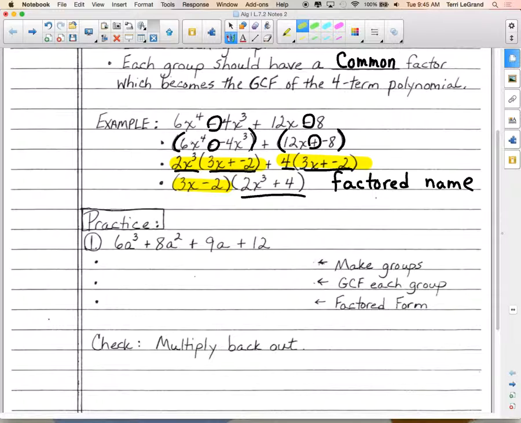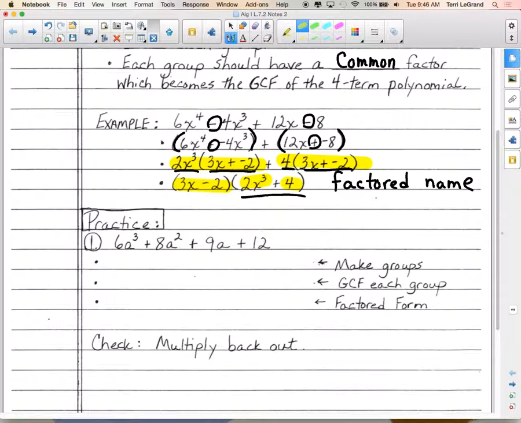This is now the GCF of the whole works. When we divide that 3x plus negative 2, or 3x minus 2, out of each group, after we take it out of this one, we have the 2x cubed left. After we take it out of this one, we have the 4 left, and we have that plus sign.